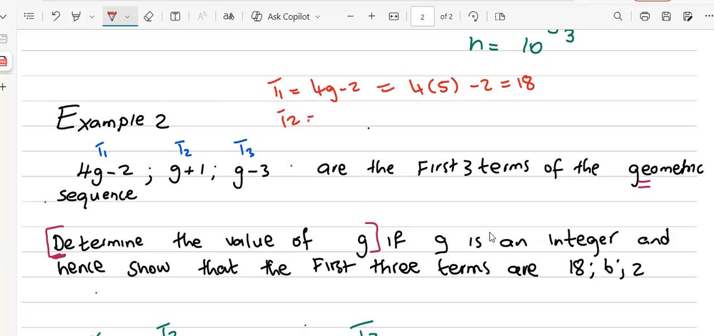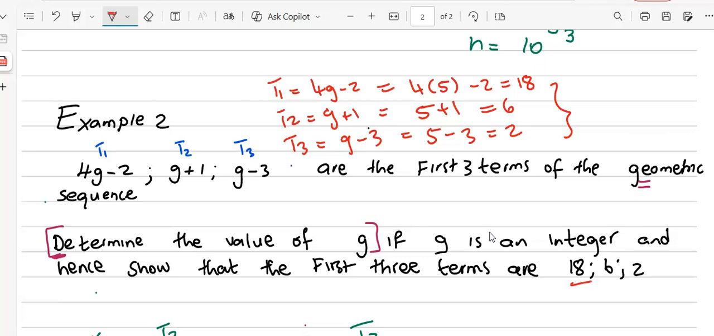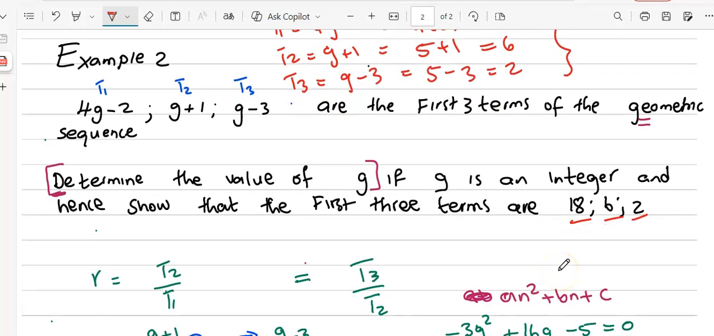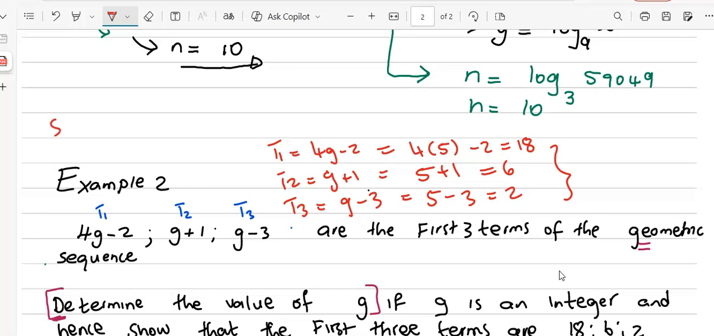We test T2. T2 is g plus 1. So that will be 5 plus 1, which is 6. Let's test term number 3. Term number 3 is g minus 3, which is 5 minus 3, which will give us 2. So we've managed to prove that the first three terms are 18, 6, and 2. Then that's when I'm going to start celebrating, because if this question was 5 marks, I know that I'm going to write down that this 5 marks, done. I got all the marks. And that's it for this lesson.